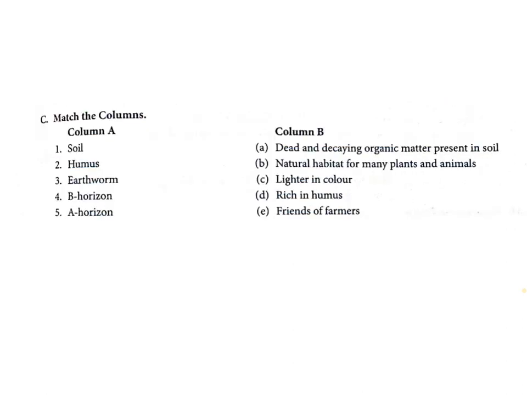The C part. Match the columns. So let's do it. Column A, soil. Yes, children, try to answer this. Soil will be matched with this B part, natural habitat for many plants and animals. Okay, the next one is humus. Yeah, you are correct. It will match with A part, dead and decaying organic matter present in the soil. Earthworm. Yes, earthworm, friends of farmers.